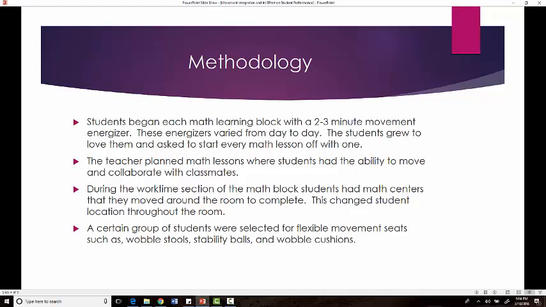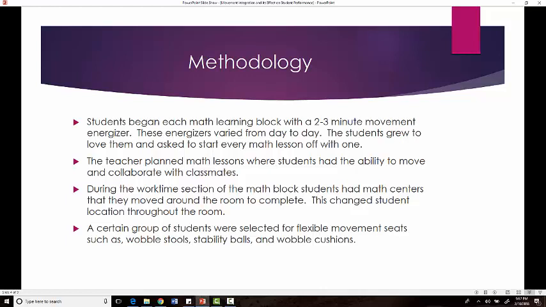So they had to do some sort of movement. I also planned math lessons, as often as I could, that would fit with the standard. I would plan activities where students had the ability to move as well as collaborate with classmates.